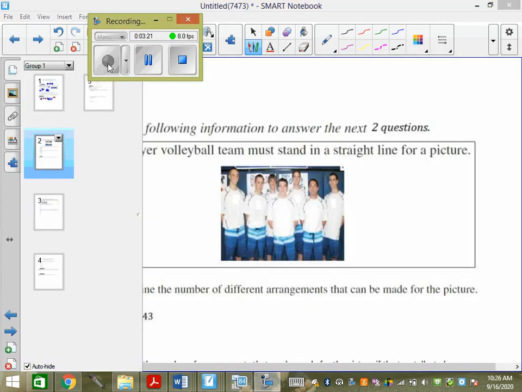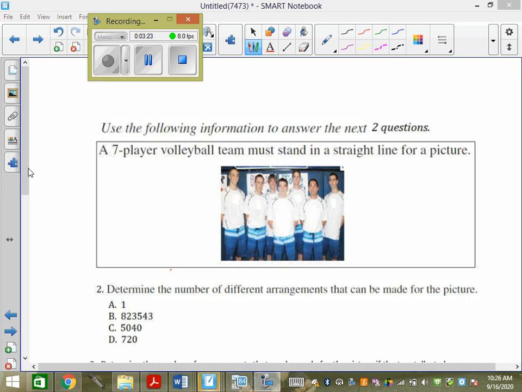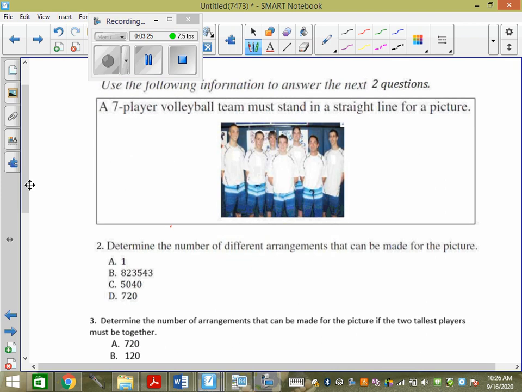Okay, here we have a 7-player volleyball team that must stand in a straight line for a picture. Determine the number of arrangements that can be made for this picture. How many of them are there? 7. So we do 7 spaces, 7 factorial, or we could do what? Yeah, with the P.